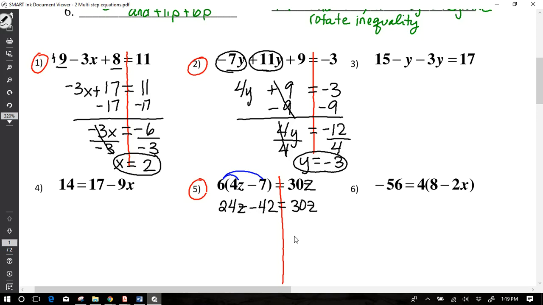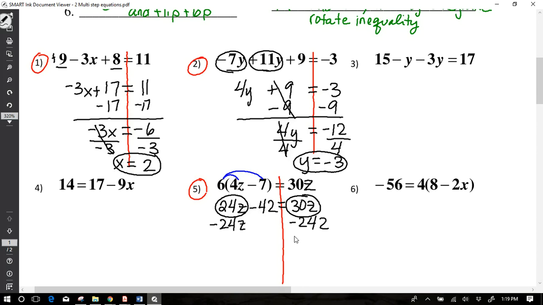Okay? My next step is to see if I have any like terms that I can put together. And I do. I see 24z here and 30z over there. Now these terms are on opposite sides of the equation, so to put them together I need to use the inverse operation. So let's move the 24. This is a positive 24, so I need to subtract it from both sides.